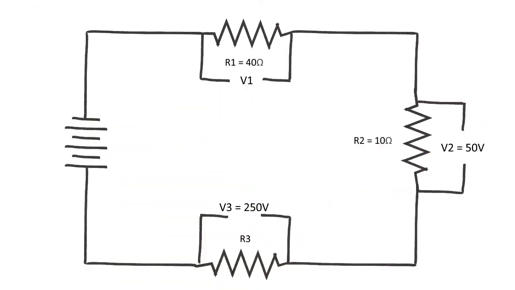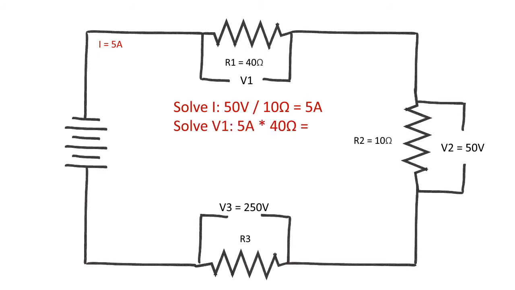In this circuit, we don't know the total voltage or what the current is. As current is consistent across series circuits, we can use the values provided to solve the amperage using R2 and V2. Using Ohm's law, we take V2 and divide it by 10 ohms. That gives us a current of 5 amps. We can now solve for V1 using V equals I times R. We can take our 5 amps and multiply it by 40 ohms. This means our voltage at V1 is 200 volts.